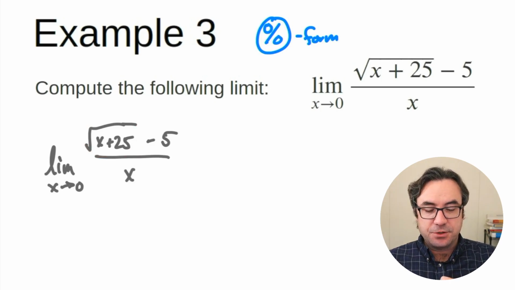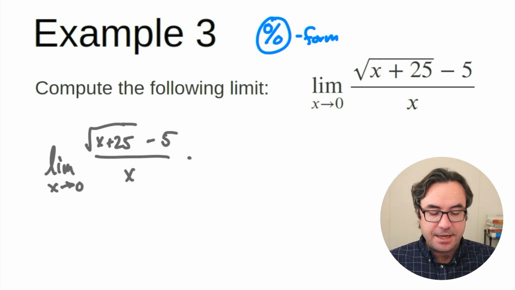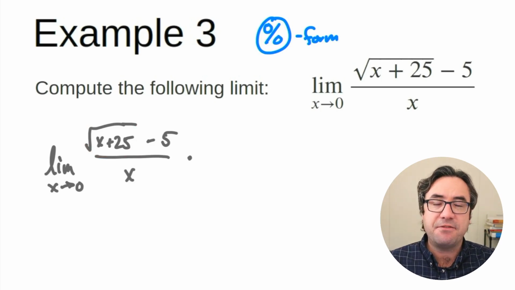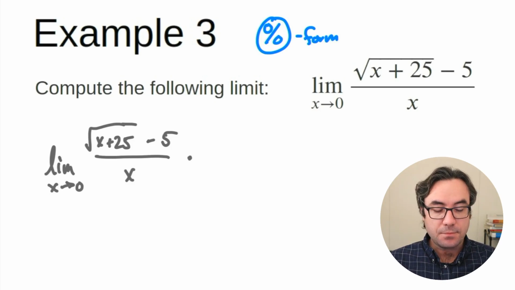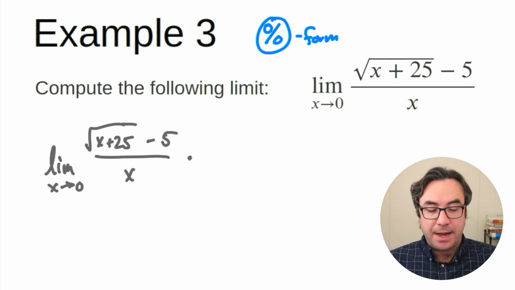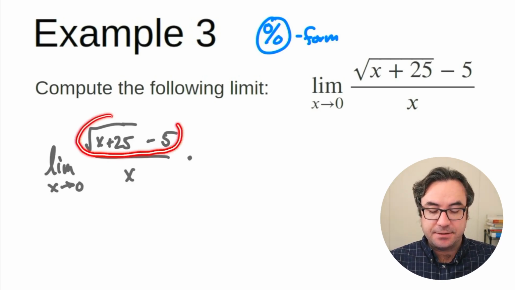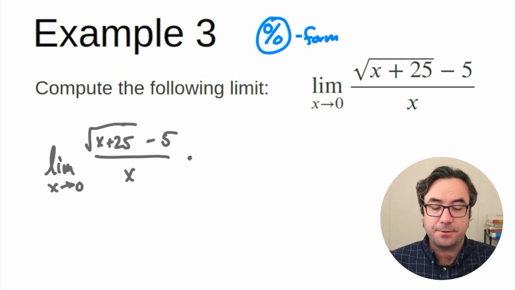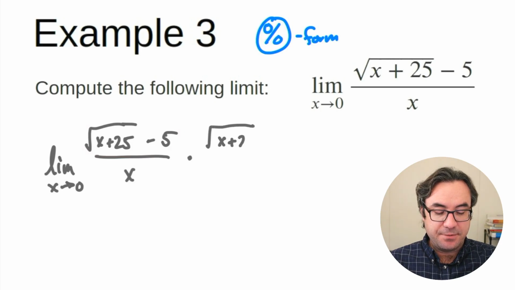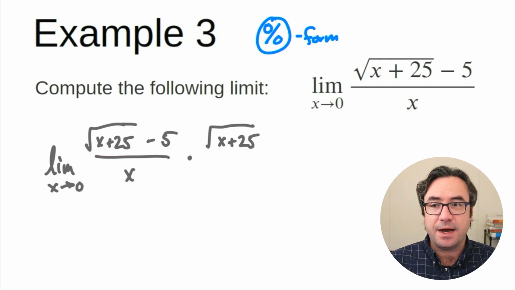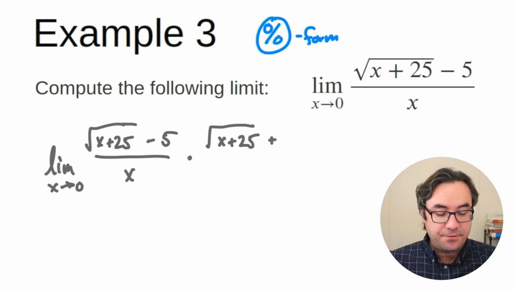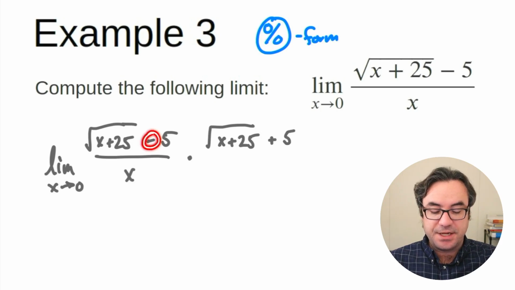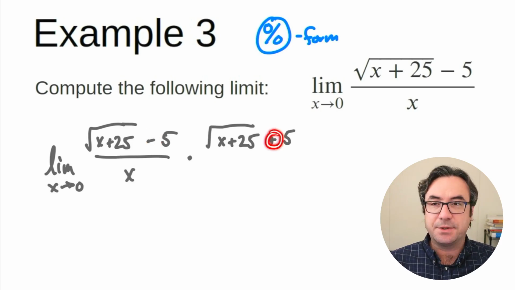The special little algebraic technique is that we're going to multiply by a fancy 1. So we're going to multiply by the conjugate of the numerator. What does that look like? Well, it's basically the same thing: square root x plus 25. The only difference is we switch this sign to the opposite, so we go from minus to plus.